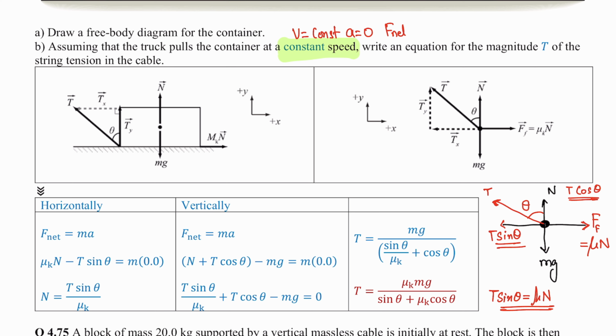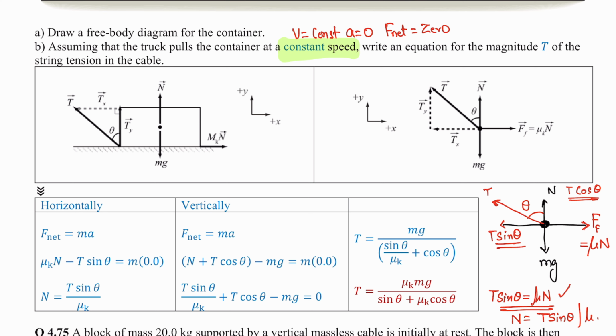So F net is also equal to 0, so no need to use it. You can directly use this. So T sine theta is equal to mu times N. So what is the value of N here? N is equal to T sine theta divided by mu. Clear? Okay, now the vertical direction.